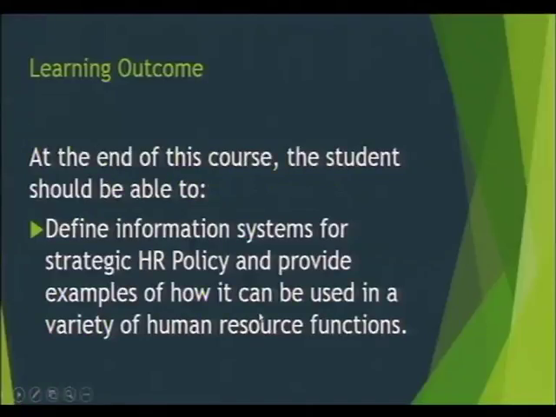We'll start by looking at the learning outcomes, the competencies that you attain at the end of this course. So at the end of this course, you should be able to define information systems for strategic human resource policy and provide examples of how it can be used in a variety of human resource functions. That's a competence which you'll be expected to attain when you are done with this course.